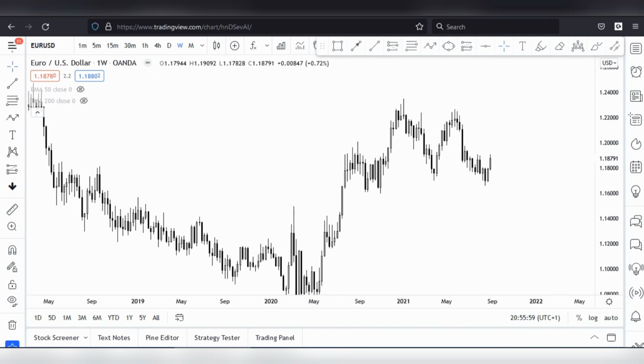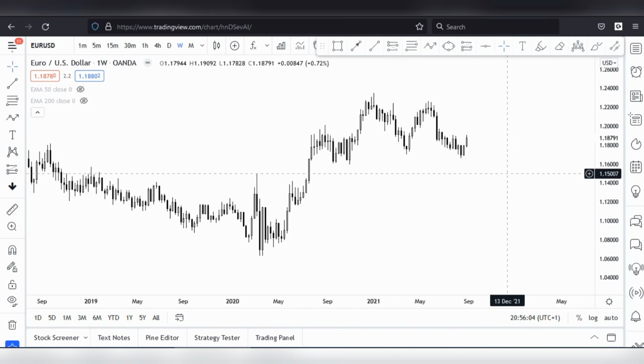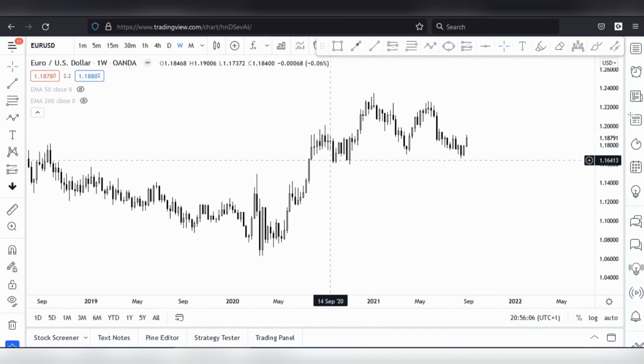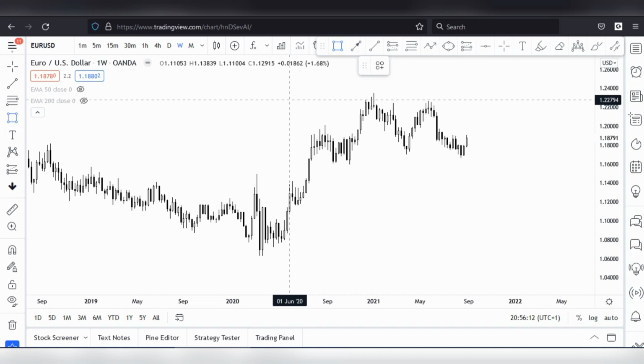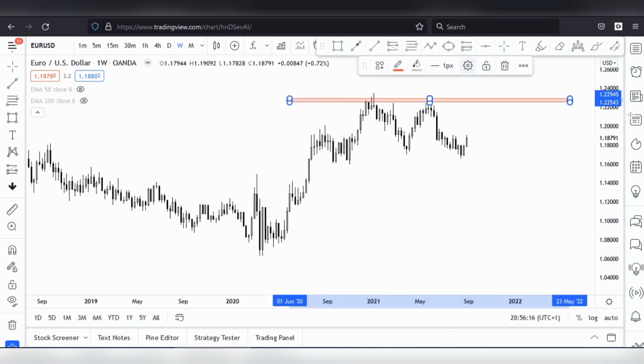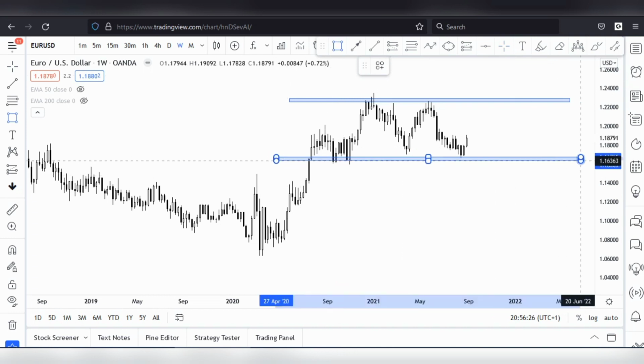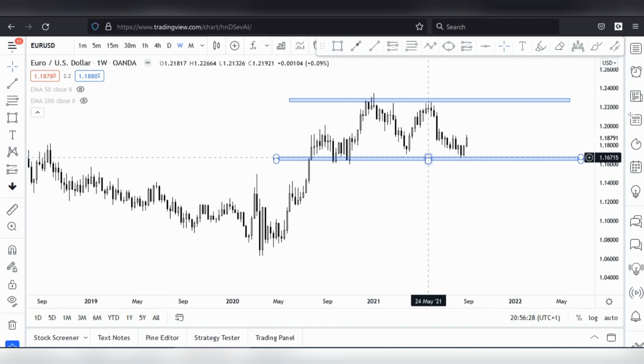Okay, so first of all, again, as usual, we're going to identify the trend, and our trend has been the uptrend, although currently price has been ranging between two areas, and that is this area over here, one, represented by the blue line, and this area over here, two, represented by the blue line as well.